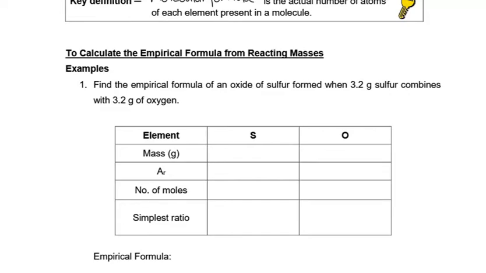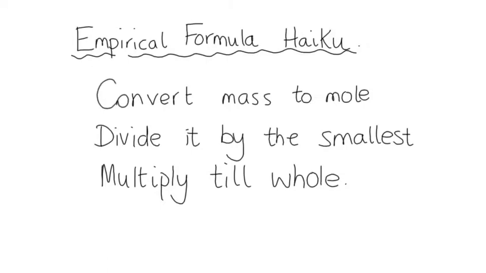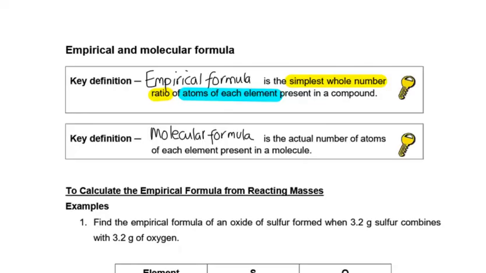before we ratio. Now what you might find helpful is there's a little haiku that you could remember that goes, convert mass to mole, there's your 5 syllables of your haiku, divide it by the smallest, there's 7 syllables. So we're going to convert mass to mole, we're going to divide it by the smallest, and then we're going to multiply till whole. We're going to scale it up till we get whole numbers, because it's the simplest whole number ratio. So let's have a go.